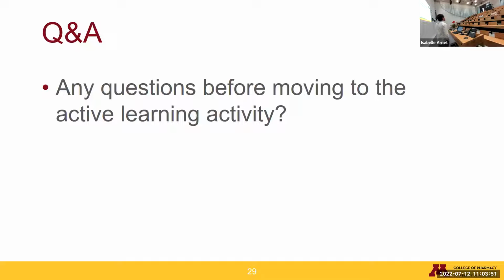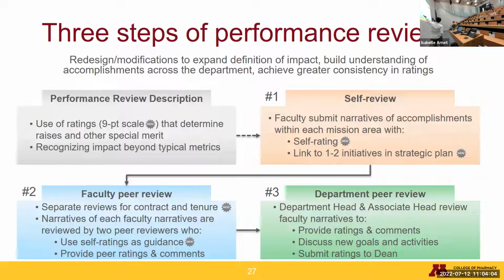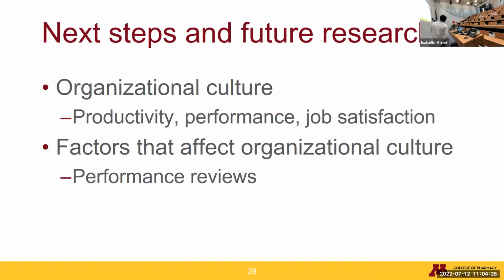Yeah, basically it was easy when we got the ratings. It was easy to understand that there was not consistency between the ratings. As I mentioned, three steps: self-rating, peer rating, department rating. We changed the process to obtain greater consistency. There was not greater consistency. But this was helpful because it makes us aware of what could work and what couldn't work. And so I will be moving forward with a project about organizational culture and understanding how the perceptions of performance review affect that.